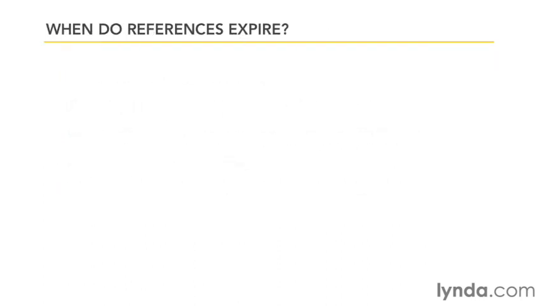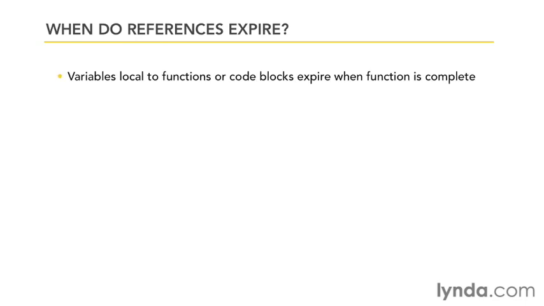So, when do references expire? There are two models that you can look at. First of all, when you declare a variable that's local to a function or to a code block, as soon as the function or code block is done executing, that variable is no longer available to you, and so it has expired and is eligible for garbage collection.